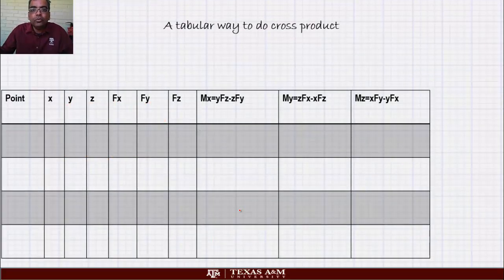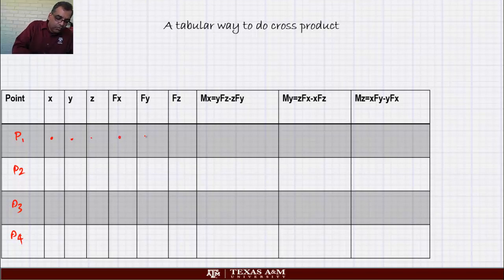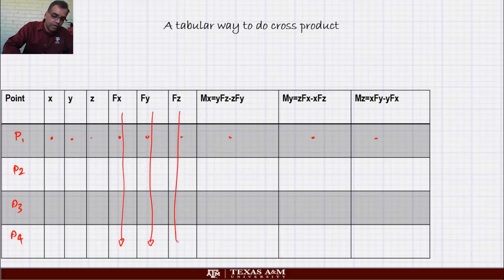This is the absolute superhighway. What you do is, for each point where there is a force, P1, P2, P3, P4, you write down where the point is, what force is acting there, what is the moment, and once you fill this table out, there is nothing to doing the equations of equilibrium. All you have to do is, if you add up all of this, you will get the sum of all the forces in the x direction. If you add up all of this, you'll get the sum of all the forces in y. If you add up all of this, you'll get the sum of all forces in z. Same thing with Mx, same thing with My, same thing with Mz.